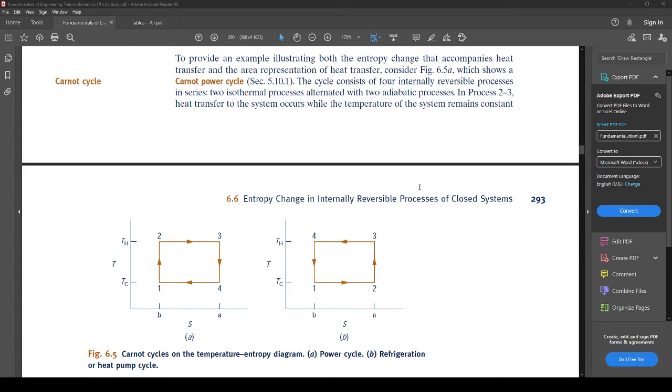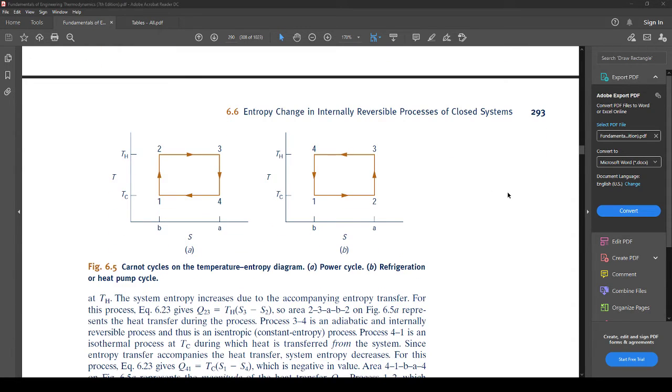It says in process 2 to 3, heat transfer to the system occurs while the temperature remains constant. So right here. Like I will reiterate, in process 2 to 3, heat transfer to the system occurs while the temperature of the system remains constant, at TH, so the hot temperature. And then it says the system entropy increases due to the accompanying entropy transfer. For this process, equation 6.23, Q23 is equal to TH times (S3 minus S2).